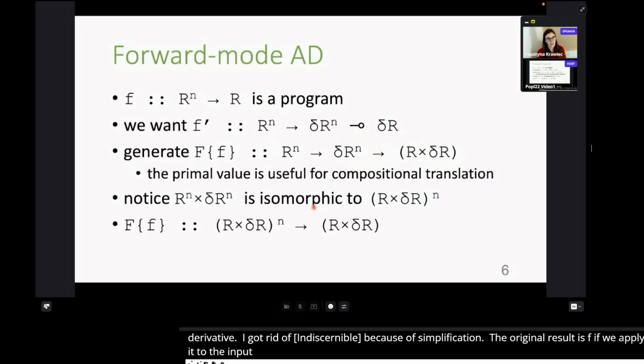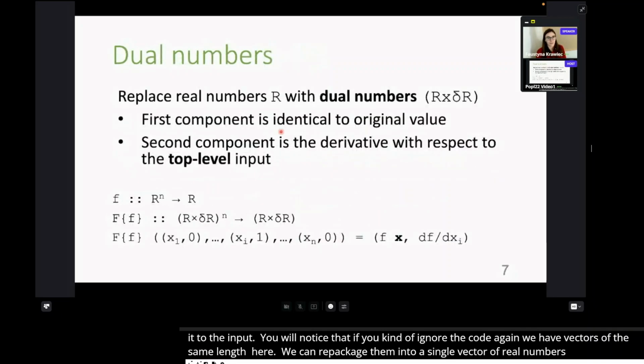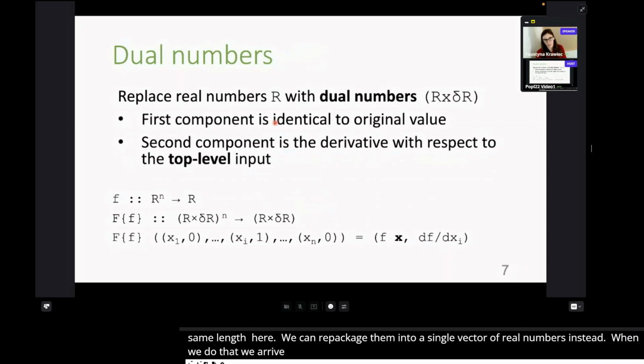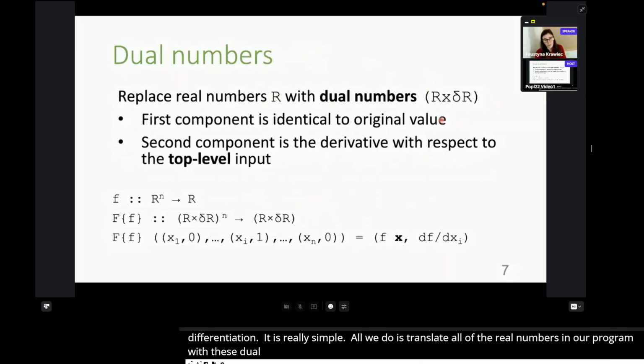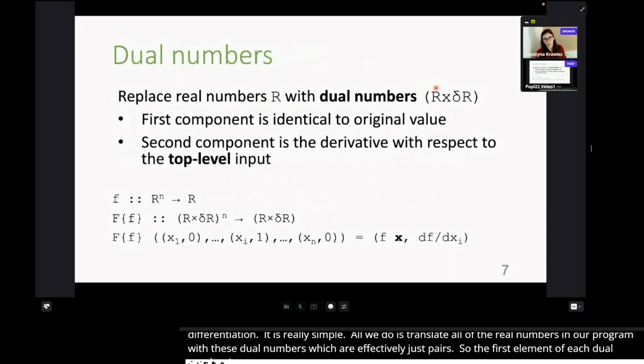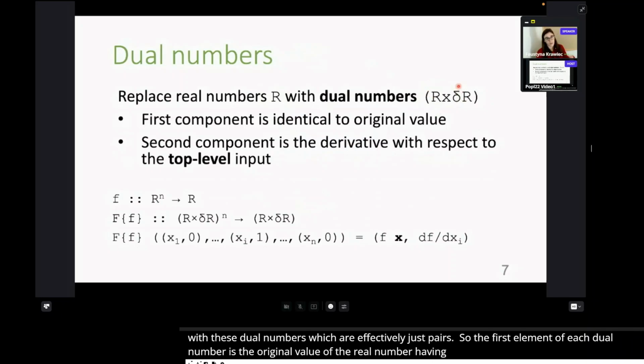You might notice that if you ignore the currying, we have two vectors of the same length here, and we can repackage them into a single vector of pairs of real numbers instead. And when we do that, we arrive at what we call the dual numbers approach to forward mode automatic differentiation. So it's really simple. All we do is we translate all the occurrences of real numbers in our program with these dual numbers, which are effectively just pairs. So the first element of each dual number is the original value that the real number had in the program. The second value in the pair is the derivative.